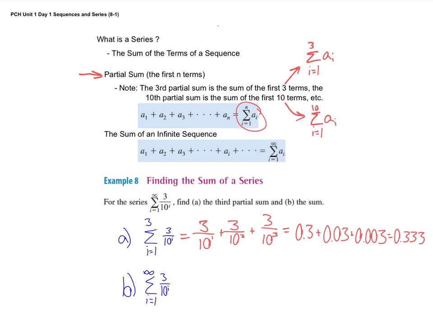So this is kind of mind-boggling here. We have an infinite series. If you add up an infinite number of things, shouldn't you get infinity? Well, it depends. But check this out. Look at the pattern that our sequence is taking so far. 0.3, 0.03, 0.003. If I keep doing that forever, what am I going to get? 0.333 repeating. And what does that equal? 1/3. Okay? It's pretty cool, huh?